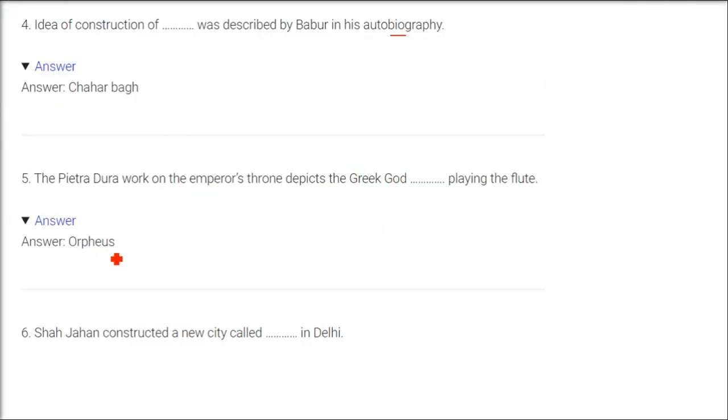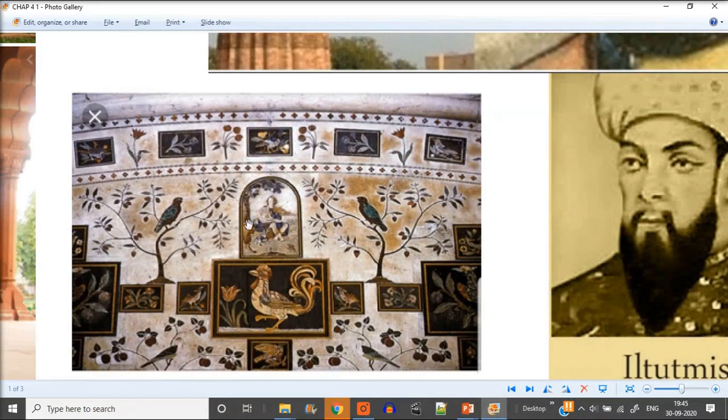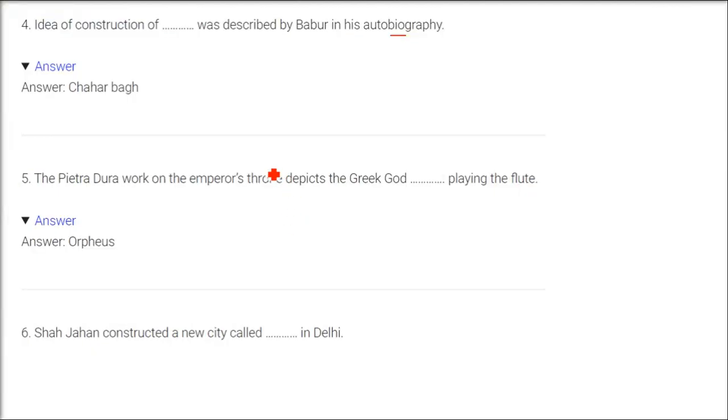So what is the name? Orpheus. And it is said that whenever he used to play this, it's a lute actually, not a flute, it's a Veena, all the dangerous animals would come together and live together. So this was the speciality that the king would do, justified decisions.